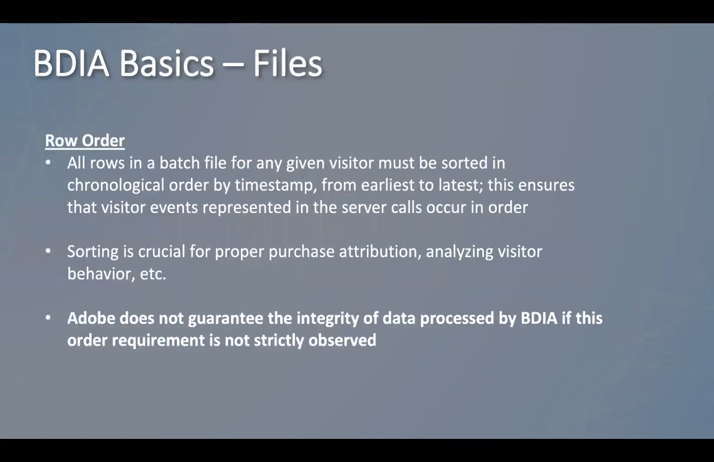And then just a quick note on the row order. This is a super important concept. All rows in a batch file for any given visitor must be sorted in chronological order by timestamp from earliest to latest. This ensures that the visitor events represented in the server calls occur in order. Sorting is crucial for proper purchase attribution, analyzing visitor behavior, etc. A lot of the flow type visualizations would be dependent on that.